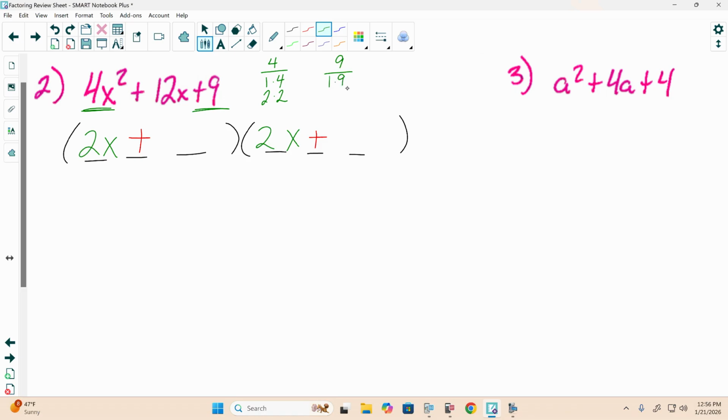Factors of 9, 1 and 9 or 3 and 3. Which one of these do we want to choose first? 3 and 3.